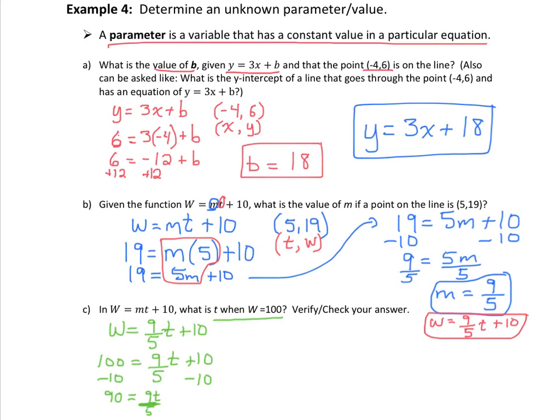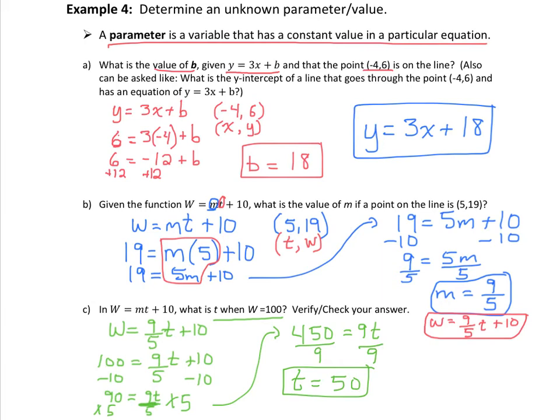To isolate t now, we can multiply both sides by 5, and then we would get 450 is equal to 9t. Then divide both sides by 9, and t is equal to 50 when w was equal to 100. To check or verify your answer, you would sub 50 in for t and 100 in for w and solve the left side and the right side to make sure they were equal.